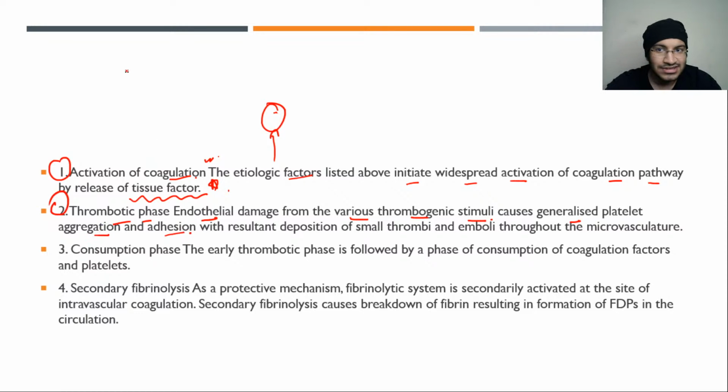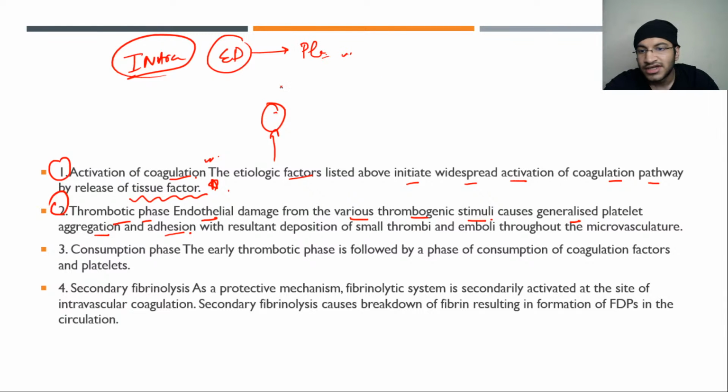So whenever there is intravascular damage or endothelial damage, then platelets will come. Platelets का तो काम ही यही है. So when there is a endothelial damage from various thrombogenic stimuli, this causes a generalized platelet aggregation and adhesion with resultant deposition of the small thrombi and emboli through the microvasculature. Then now comes the consumption phase.